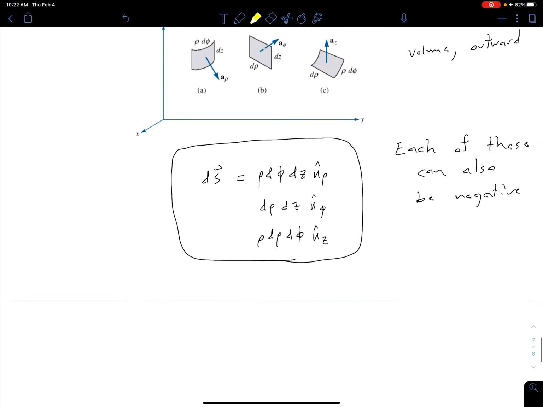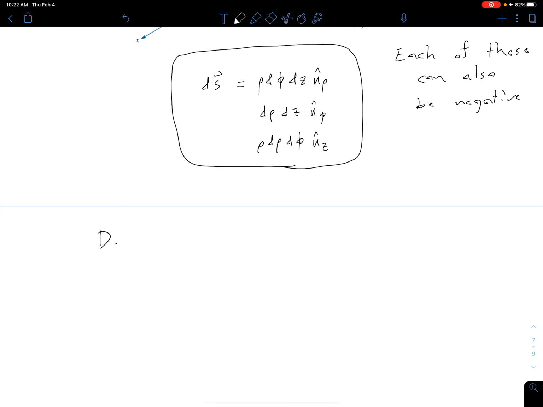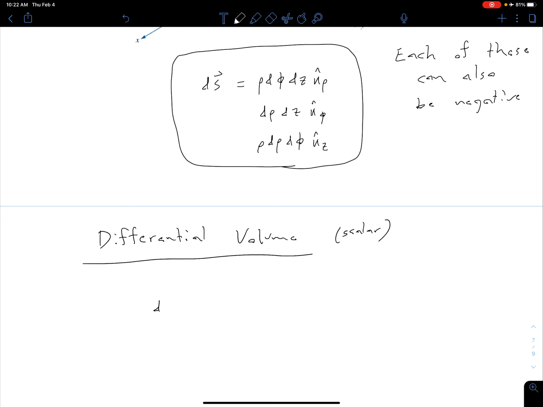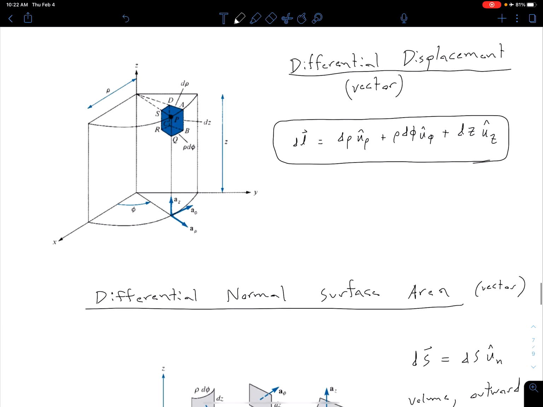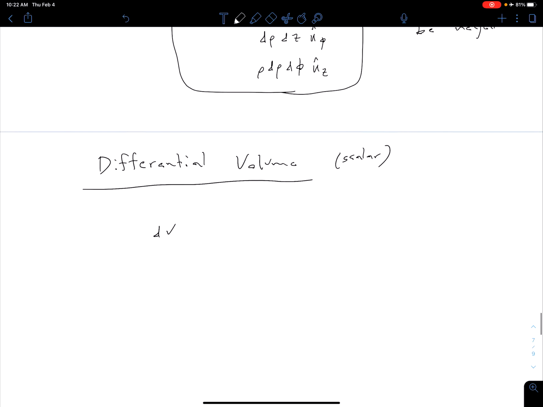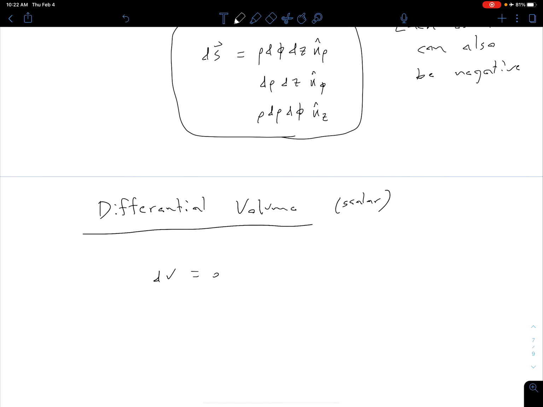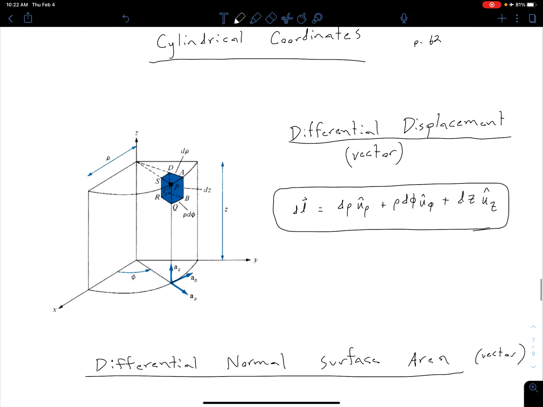Okay, so finally, we can talk about our differential volume, which again is going to be a scalar. So differential volume, and this is a scalar quantity. Just like we did before, all this is going to be is the volume of this little differential piece shown in blue here. So we have in this case that dV is equal to rho d rho d phi dz. What we can see is that's basically just taking each of these three components and multiplying them together.